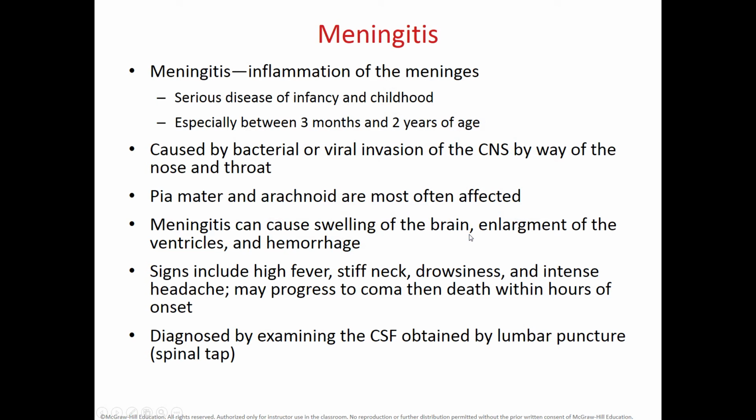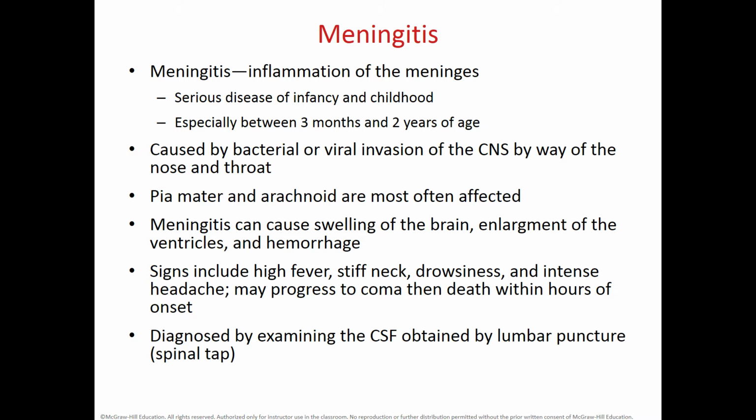Meningitis is inflammation of the meninges. It happens at any age, but it's more serious during infancy and childhood because the brain is developing, especially if it happens between 3 months and 2 years of age. It can be caused by bacteria or viruses, as I told you in the key point from the last chapter. These bacteria and viruses can enter the CNS by way of the nose and throat.